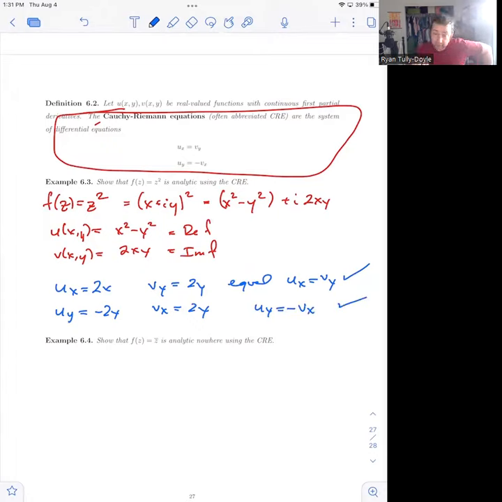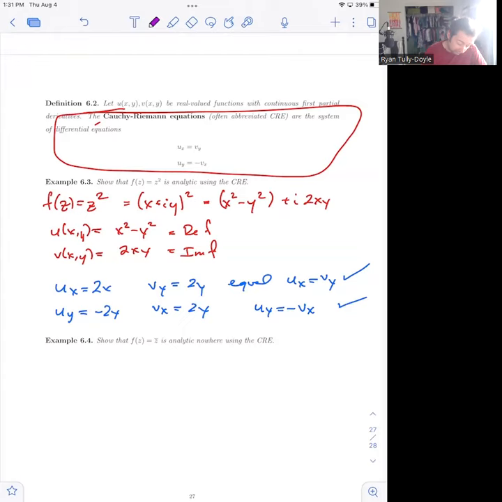Since both equations are satisfied, we know that this function is once differentiable, and once differentiable in the land of complex analysis, on an open set, means infinitely differentiable on an open set. The one thing we should check that I didn't, and you should pay attention to this, is that when we take the derivatives, we should actually make sure that the functions that we get are continuous functions.